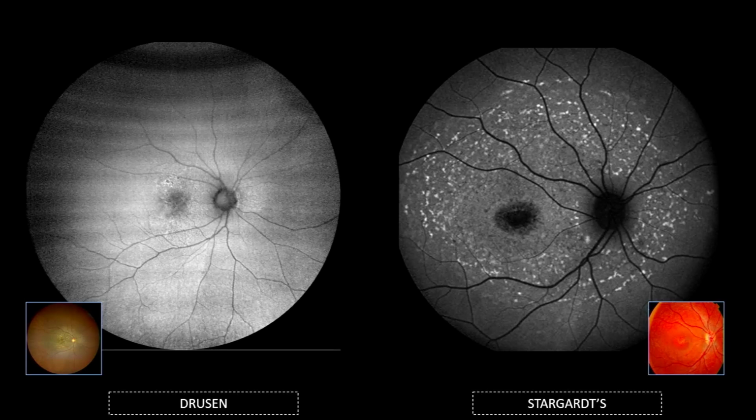See, drusen can also be hyperautofluorescent, but it depends upon the composition, and second thing, they are not as bright as the flecks in Stargardt disease.